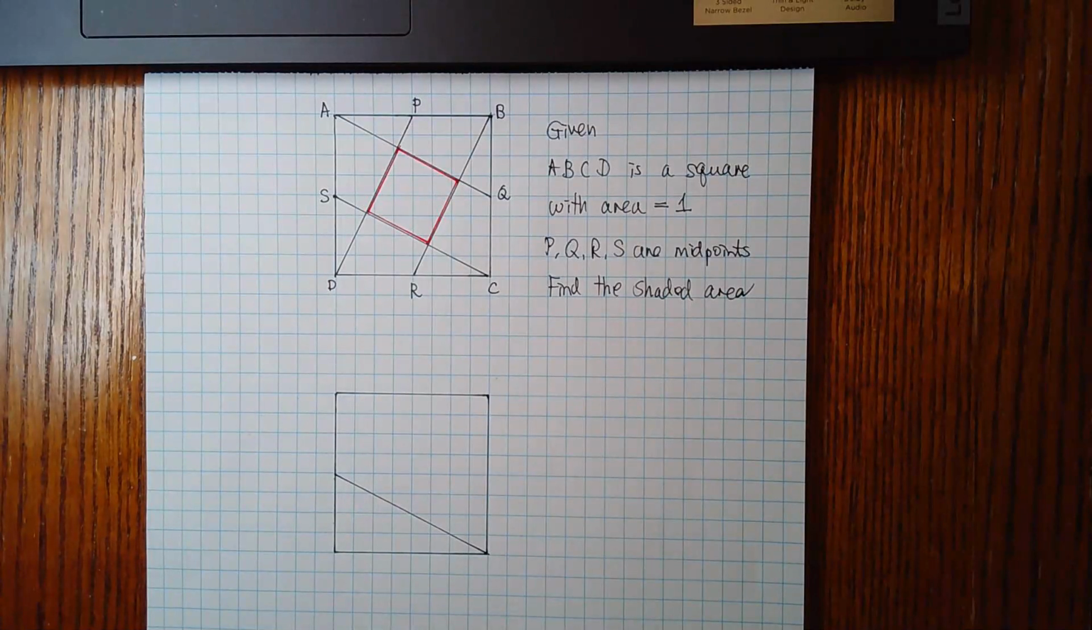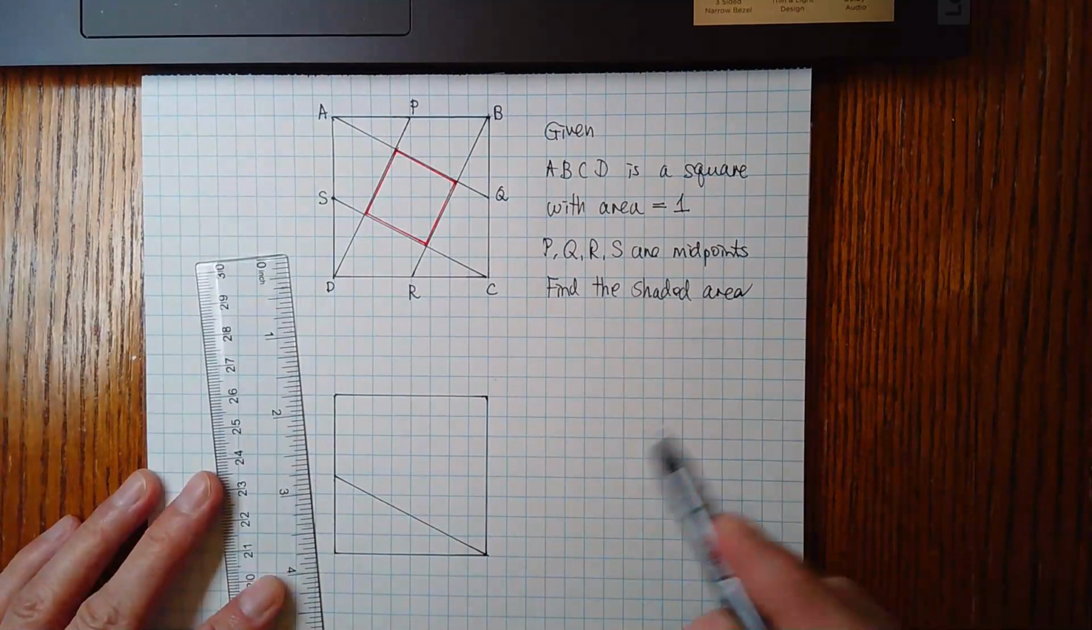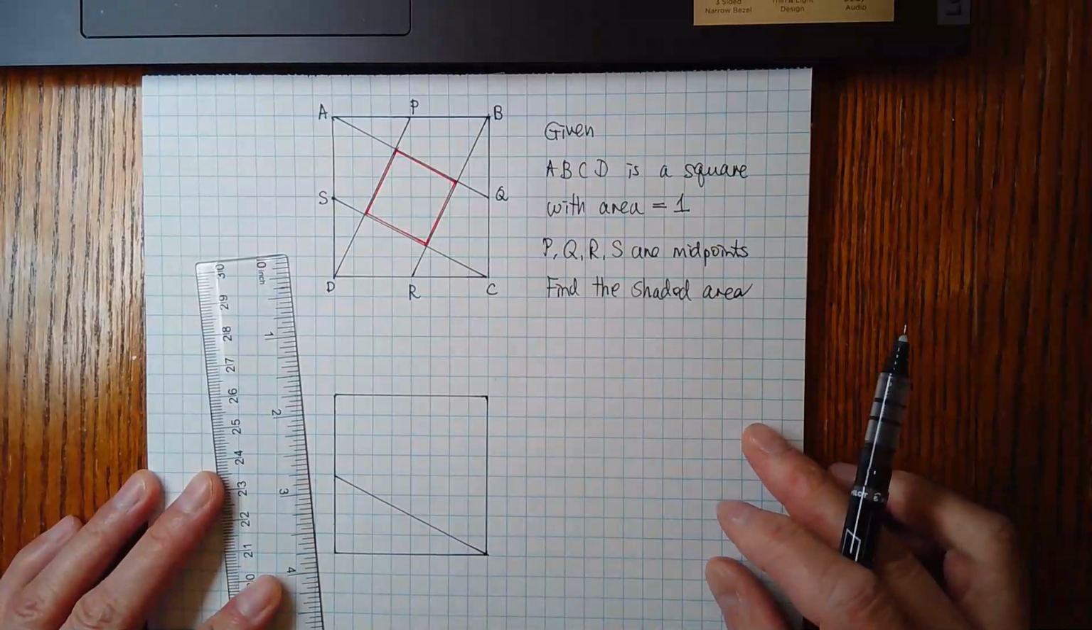Hi, we are given that ABCD is a square with area equal to 1. PQRS are midpoints of the sides of the square, and we want to find the shaded area in red. The first thing is I like to consider this right triangle.